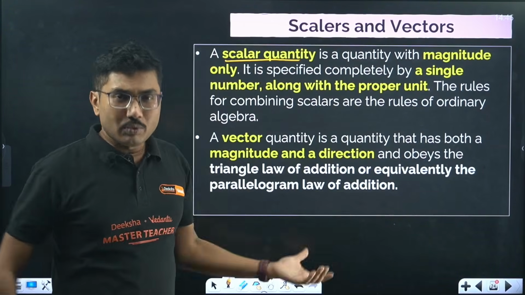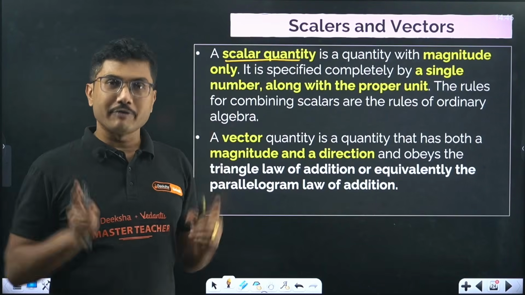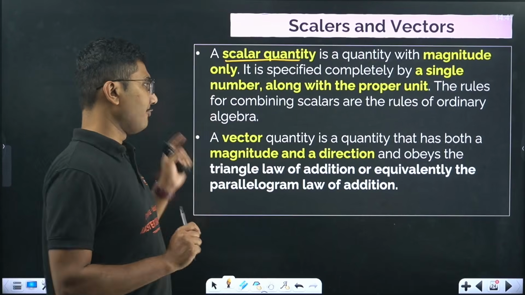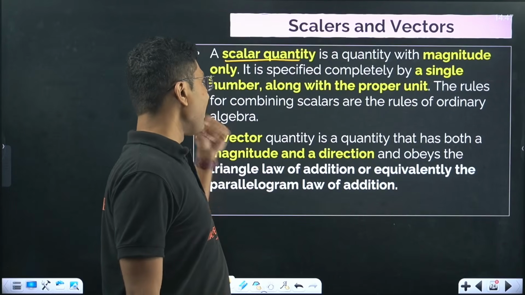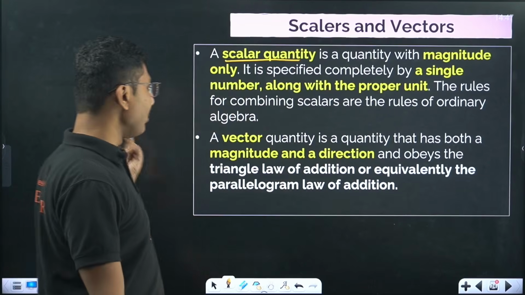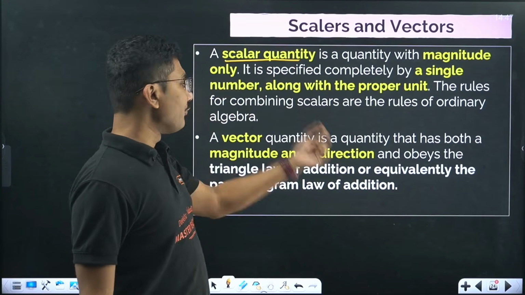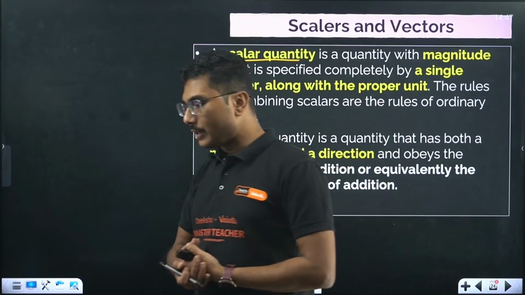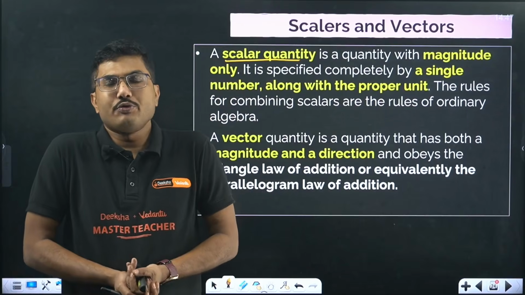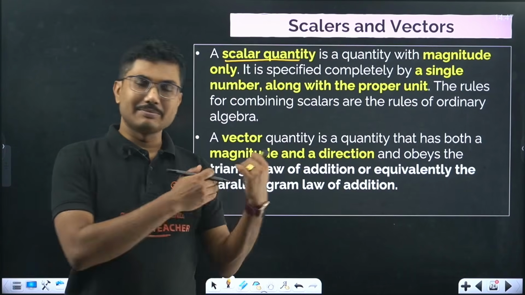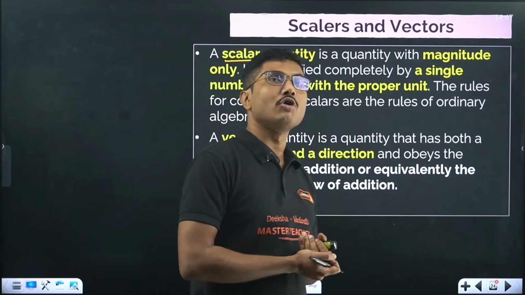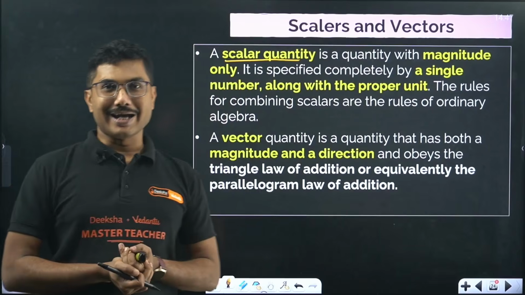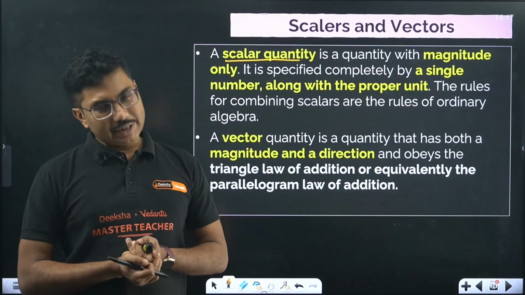Similarly, there is one more kind of quantity which depends not only on value but also on direction. That quantity is called a vector quantity. A vector quantity has both magnitude and direction and obeys the triangle law, or equivalently the parallelogram law of addition. When you add two quantities and 2 plus 2 equals 4 is not happening, then you will say this must be a vector quantity. It depends on whether the quantities have a direction, and if they do, whether they are in the same direction or not.